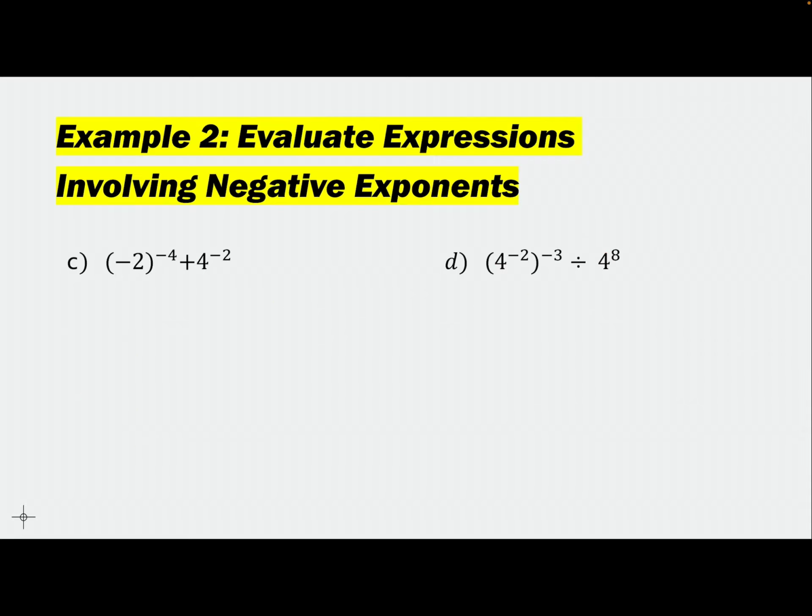So negative 2 to the exponent negative 4 plus 4 to the negative 2. I would like to rewrite this with a positive exponent. So I've got to move that to the denominator and write it as a positive exponent. Same with the next one, 4 to the exponent negative 2. It's going to be 1 over 4 squared. So that's the negative exponent rule.